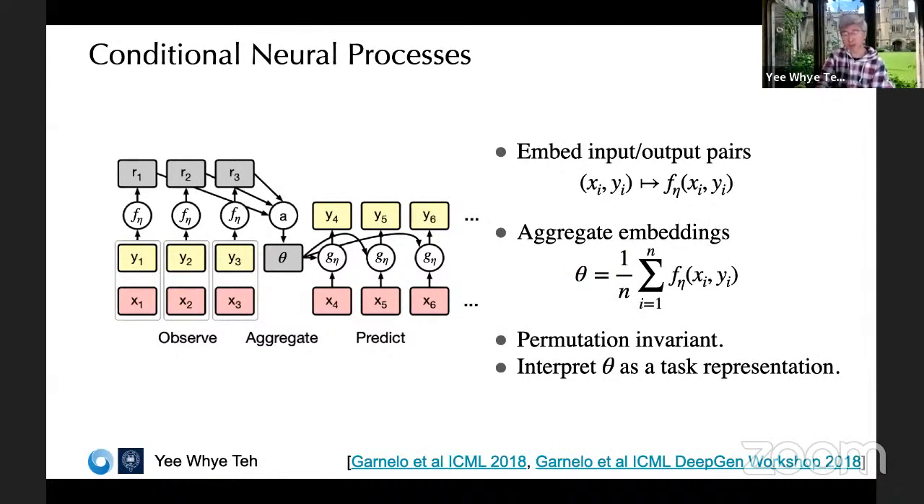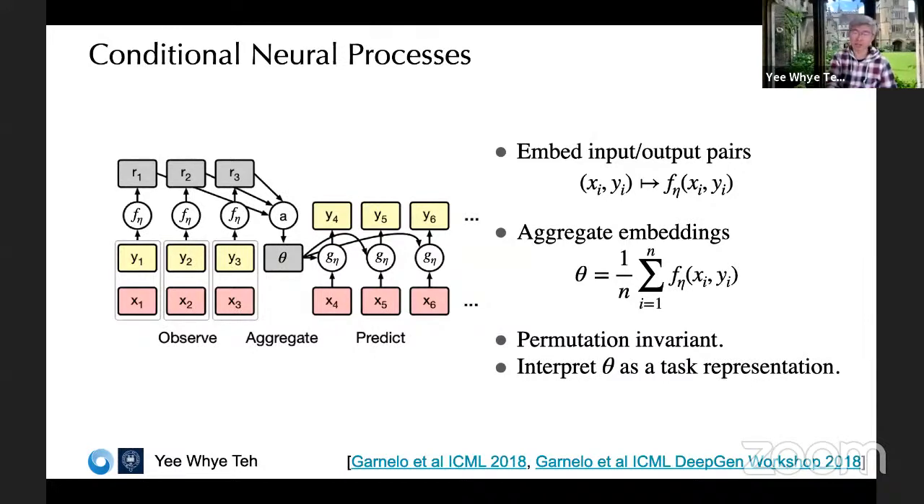And in terms of making a prediction, we have another part of the network, which takes as input the test input and the representation of the task, and it produces a prediction for what the output should be. Okay. So you can see that if your aggregation operation is something like an average or a sum, because this aggregation operation is permutation invariant, the whole thing is invariant to the ordering of the training data, okay. Right. So that's another example of one of these black box meta-learning systems with a permutation invariant learner. But that's by way of introduction of what a conditional neural process is.